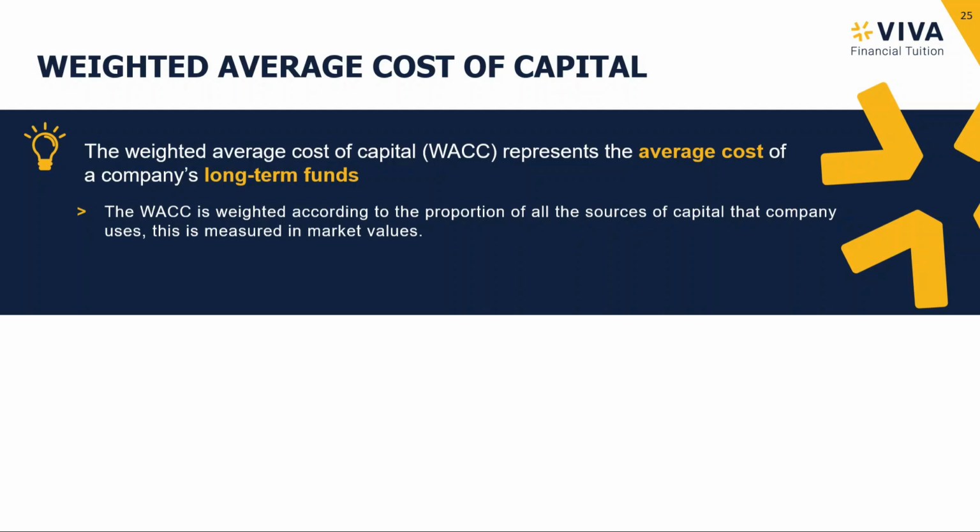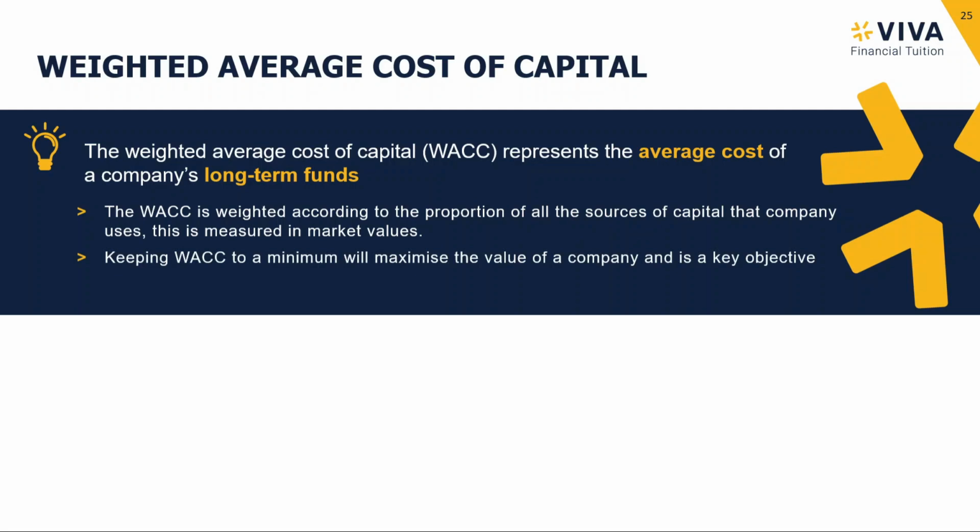And those proportions are calculated based on their current market values, because these represent really the cost and the value of these sources of capital. Ideally, keeping this measure to a minimum will maximise the value of a company. And it's a key objective for many companies, and we'll actually show you an example of this shortly.